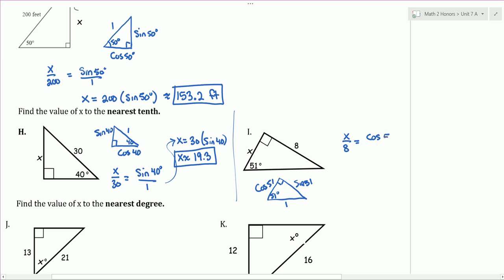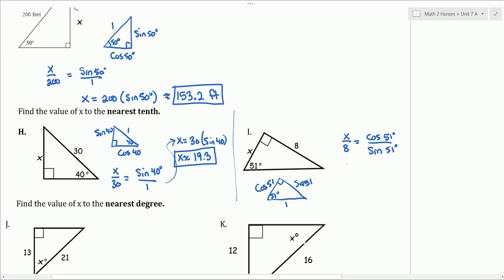So cosine of 51 degrees over sine of 51 degrees. And when you're using sine and cosine, well, let's just keep in mind sine over cosine is tangent.